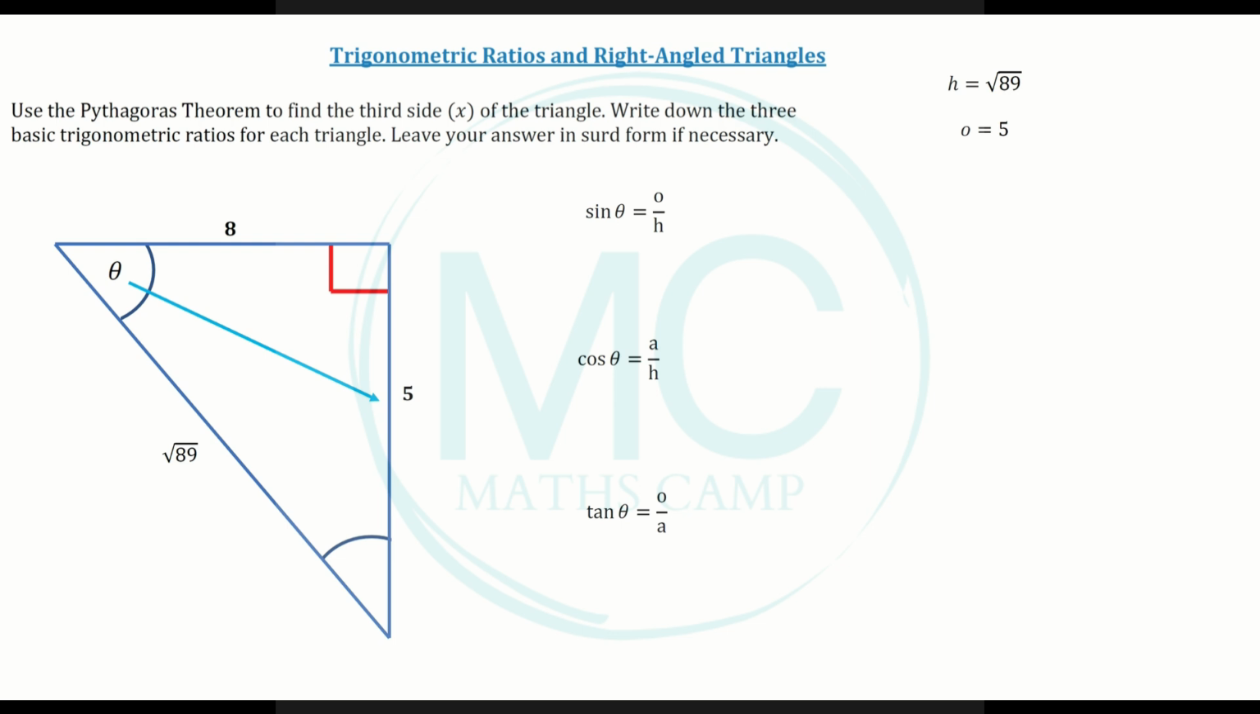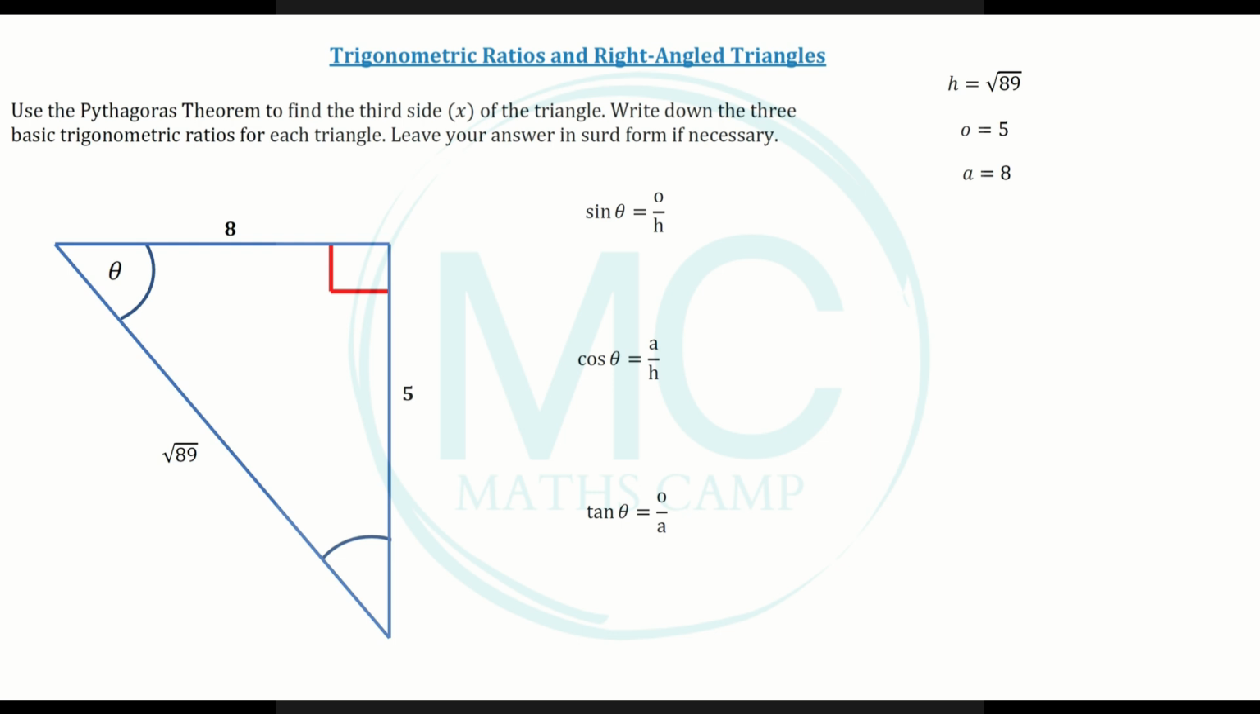Now we can find the adjacent side next to theta. We already know that this is the hypotenuse, which means that this side on the other side of theta must be our adjacent side. The side is 8 units long, so up here we can make a note and we say A is equal to 8. Now that we have these values for our sides, we can find our ratios.